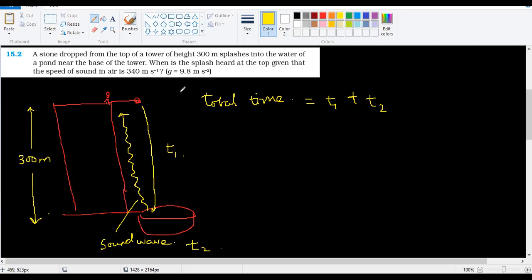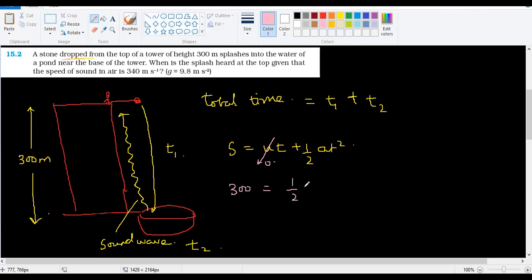So how long does it take? The stone is dropped, which means initial velocity is 0. So S is equal to ut plus half at square. I need to find the time. So S is equal to ut plus half at square. Initial velocity is 0 because the stone is dropped, which means this is 0. So the displacement is 300 meters.